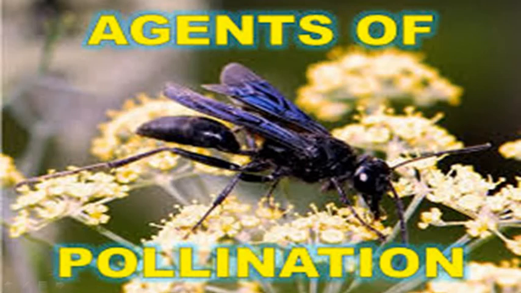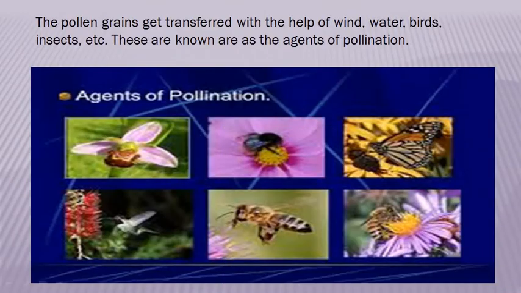Now the next topic is agents of pollination. Do you know how these pollens are transferred? Do they have wings? How do they move from anther to the stigma? So there are some agents. The pollen grains get transferred with the help of wind, water, birds, insects, etc. These are known as the agents of pollination.